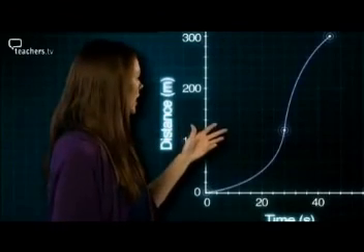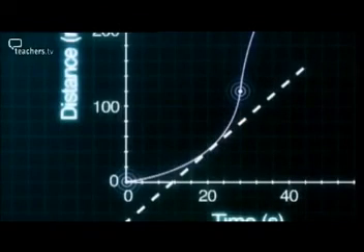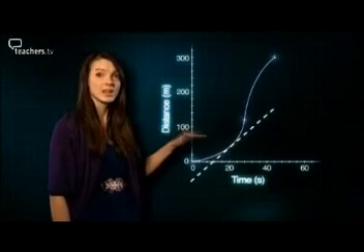But if you've got a curved graph, you can always find the speed at any particular point by drawing a tangent onto the graph and then working out the gradient of the tangent. And the point where the tangent is the steepest, that is where the object is going fastest. But if it's Dave, don't expect your tangent to be that steep.